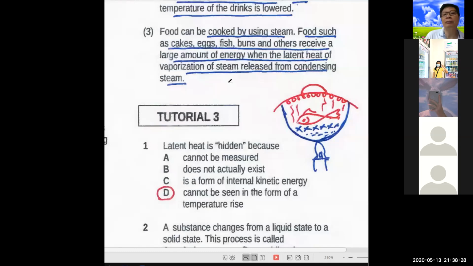Okay, now read here. Food such as cake, eggs, fish, buns receive a large amount of energy when the latent heat of vaporization of steam is released from condensing steam. So remember now, that's why I say you must cover it. When you cover it, you force the water vapor to condense. So only during the condensation process will the heat energy be released, then come down to cook the fish. Understand?